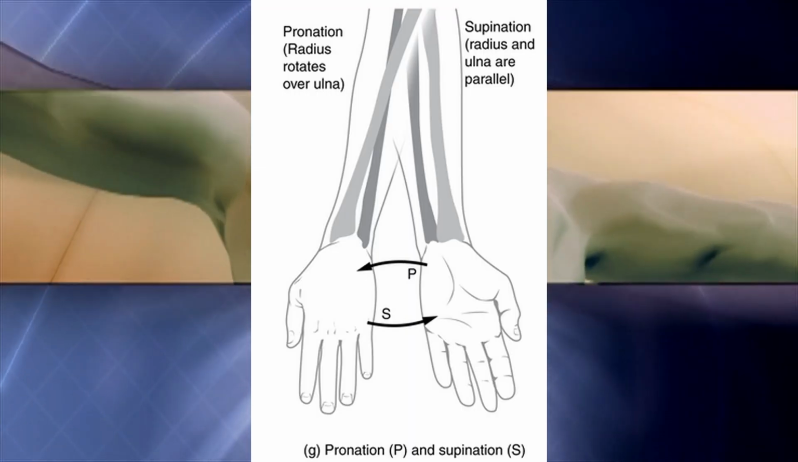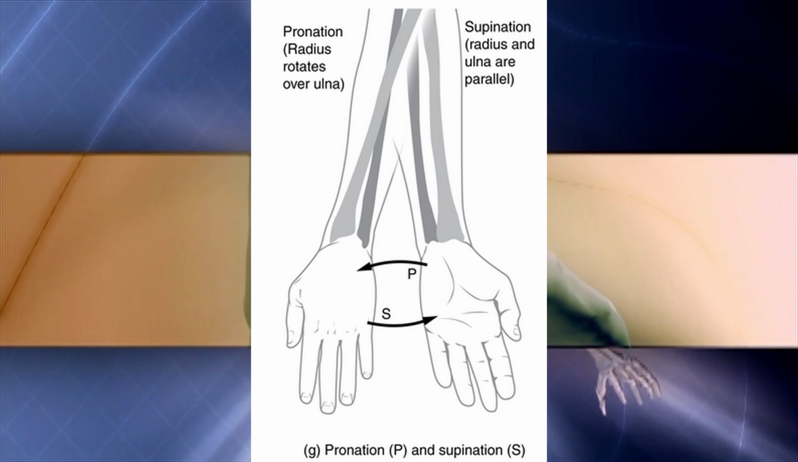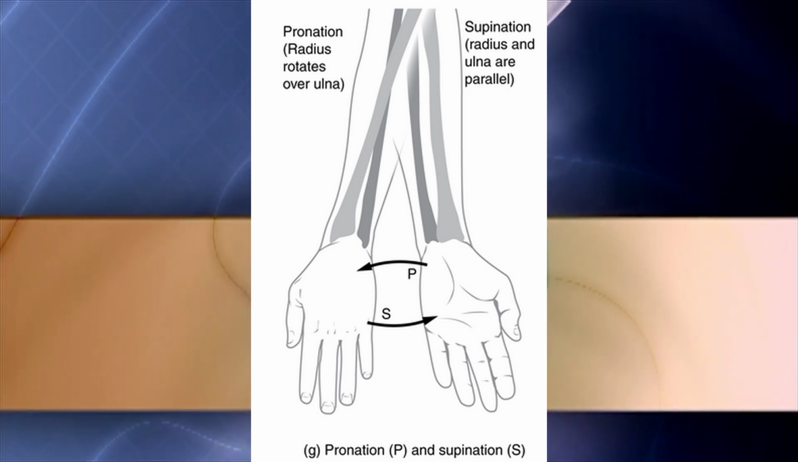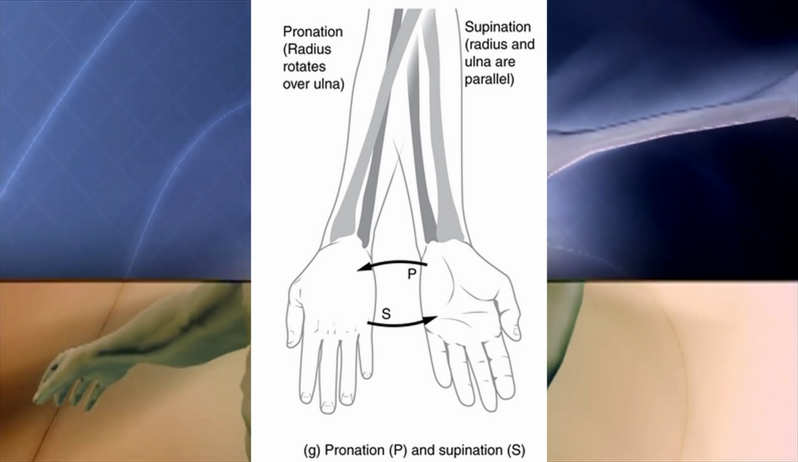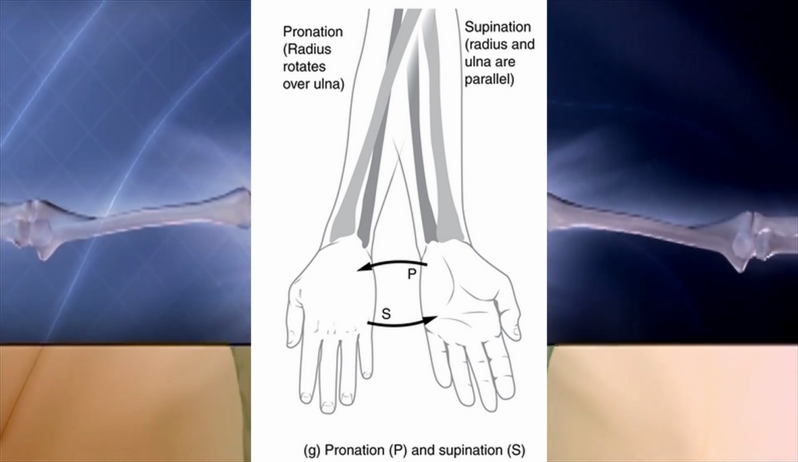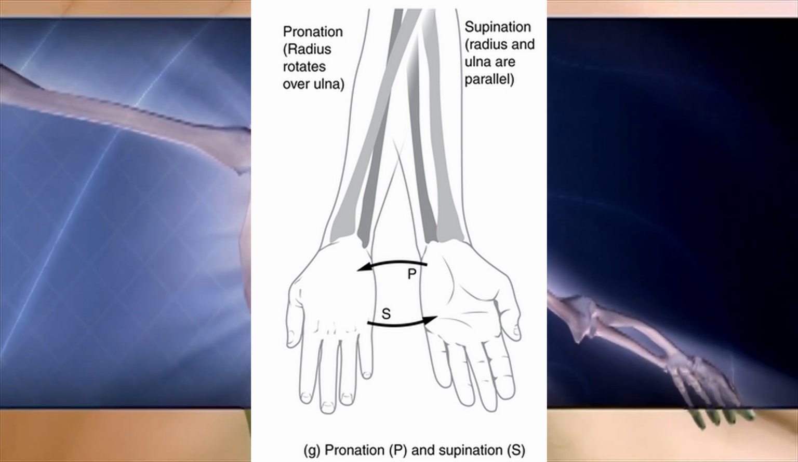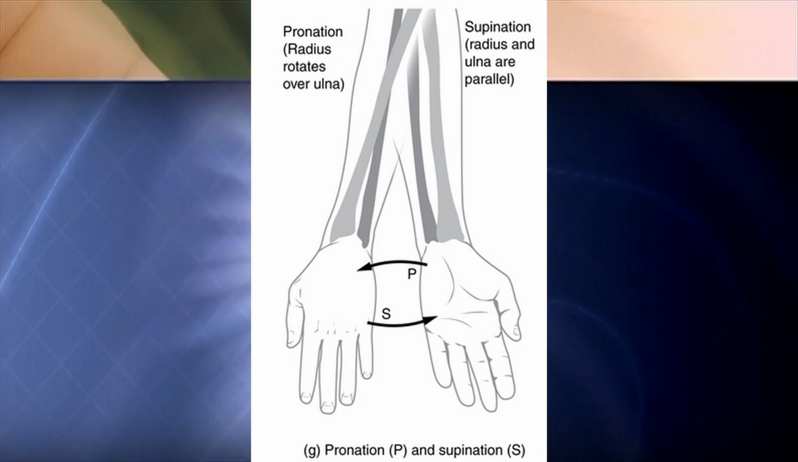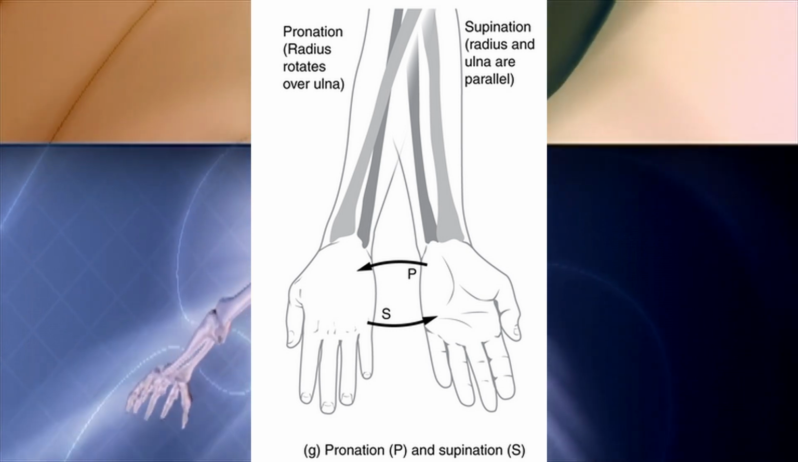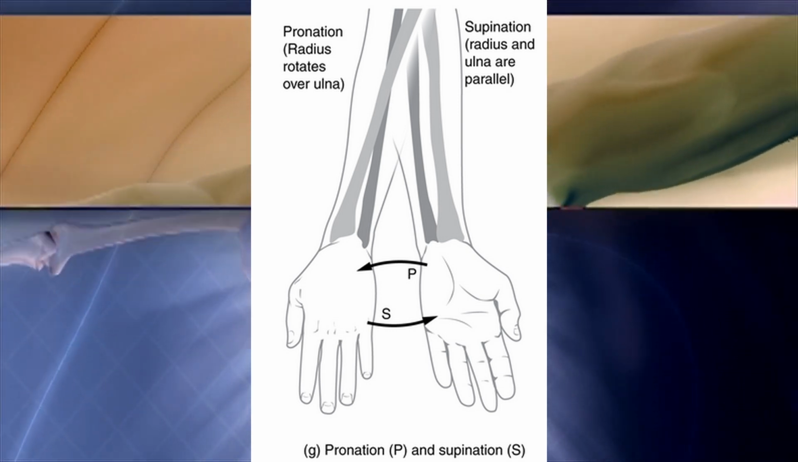Supination and pronation are all down to the forearm, and it's when your arm is sitting at your side, and you have your palm facing upwards. This is the supinated position. Supination meaning facing upwards. Pronation is when you turn so that the palm of your hand is facing downwards.